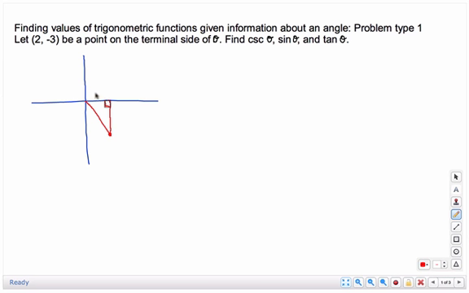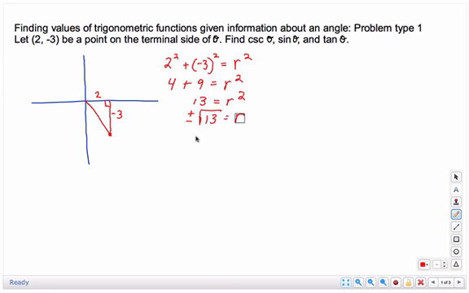So our x value was 2, our y value is a negative 3. We know we're going to need to find r, so let's just go ahead and do that first. So this is going to be 2 squared plus a negative 3 squared equals r squared. So this is going to give me 4 plus 9, which is 13. So 13 equals r squared. We square root both sides. We get plus or minus the square root of 13, but we know r is going to be positive. So r is the square root of 13. We can even put this over here if you'd like.